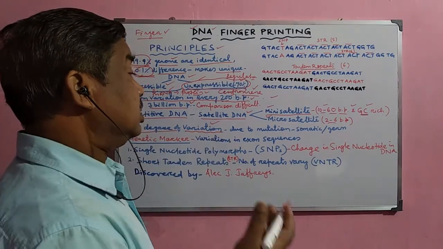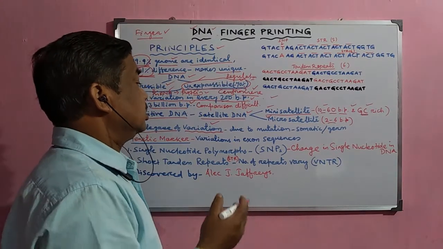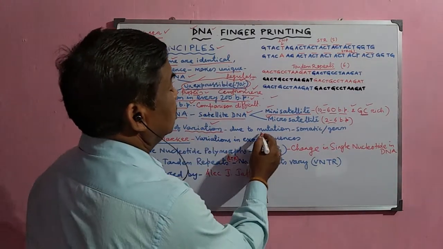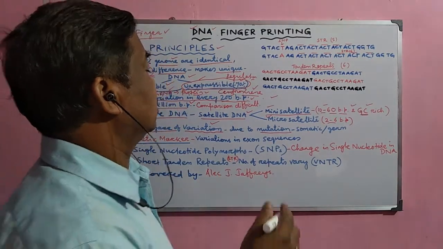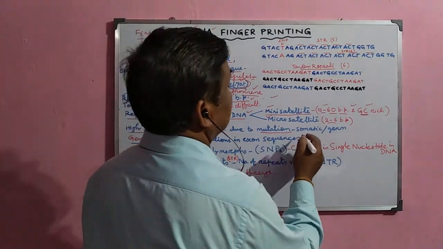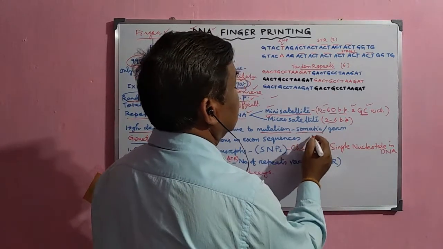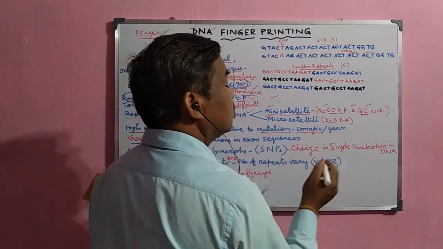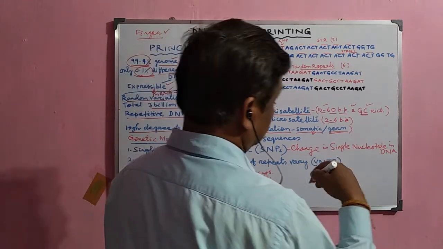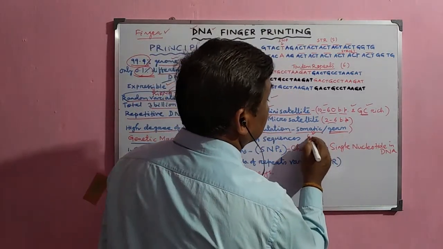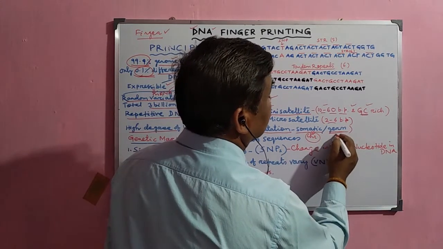Then why does this variation occur? This variation occurs due to mutation, or change in the base sequence or the number of bases, and this variation may be somatic, occurring in the somatic cell, or it may occur in the germ cell. Somatic chromosome and the germ chromosome.